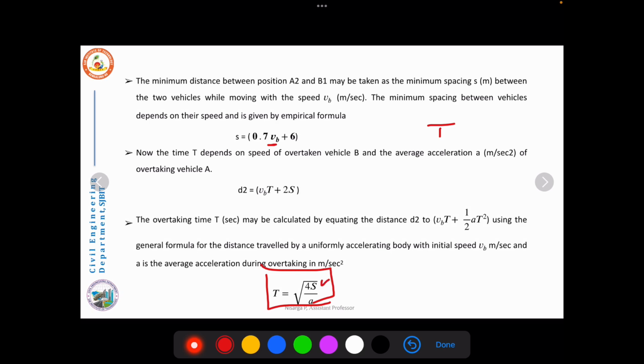where s is nothing but the clear spacing and a is the acceleration of the vehicle.